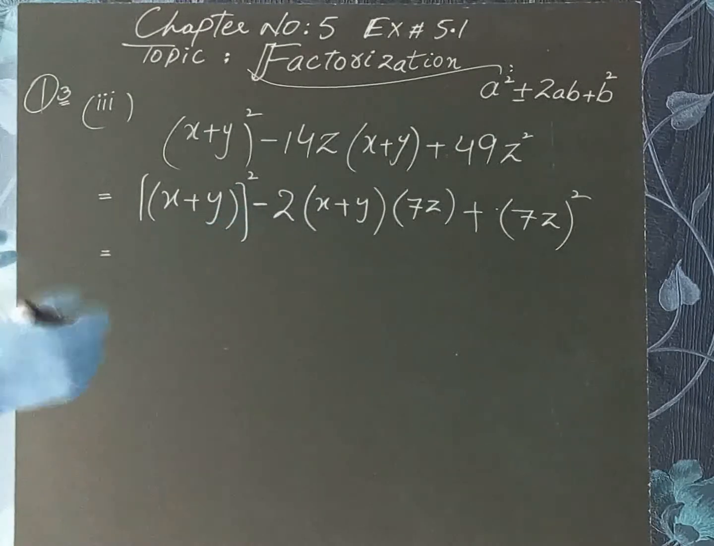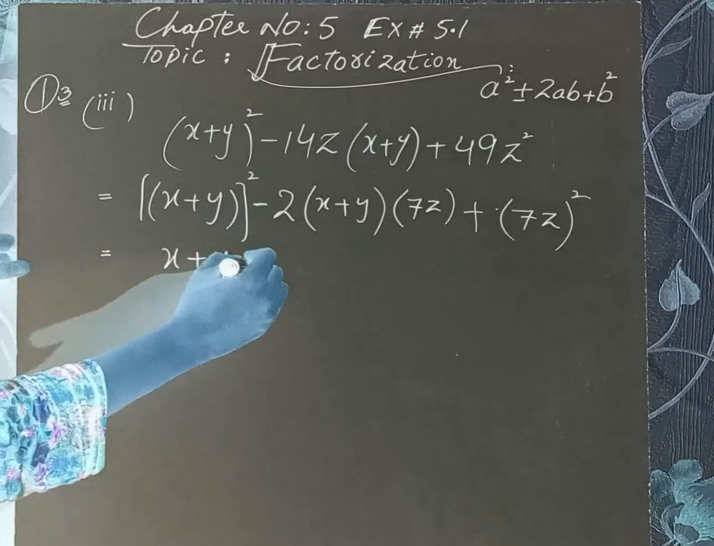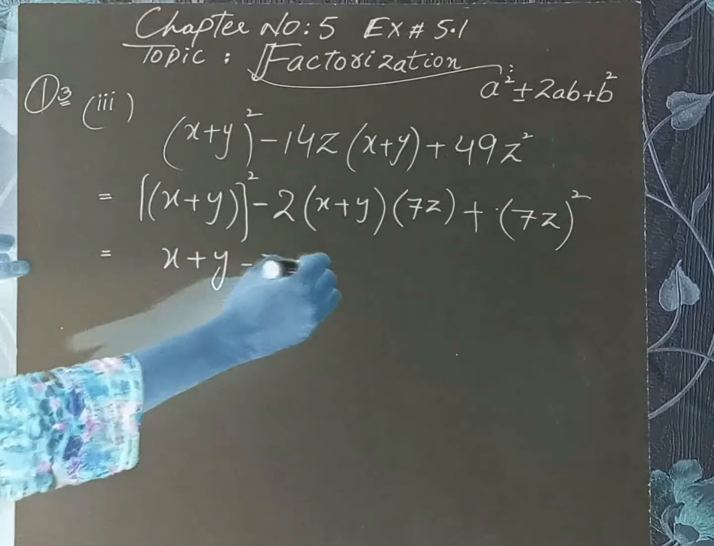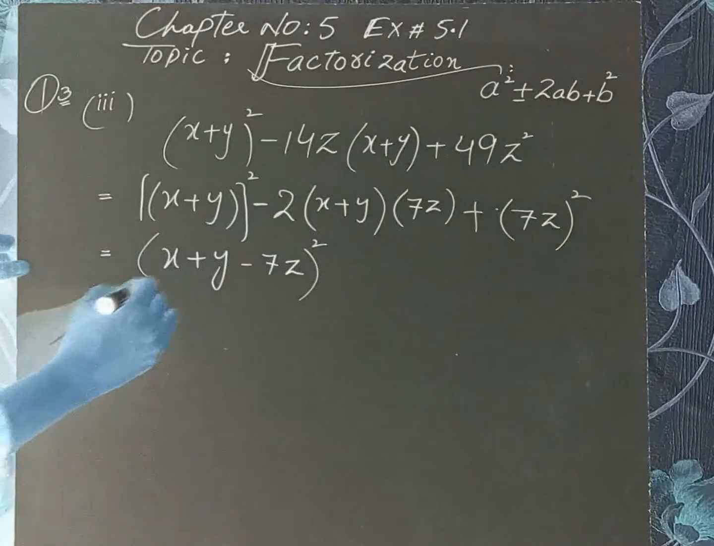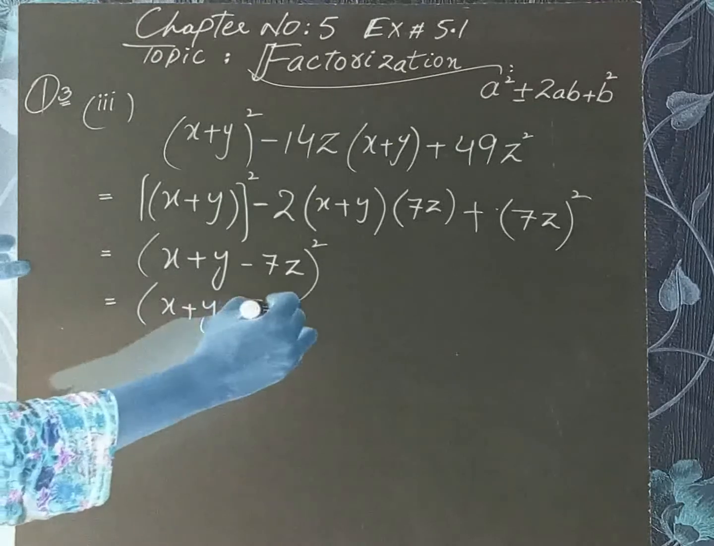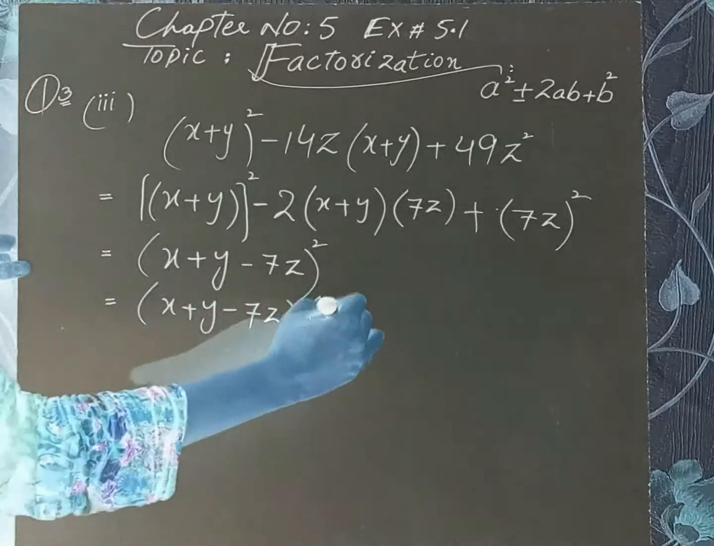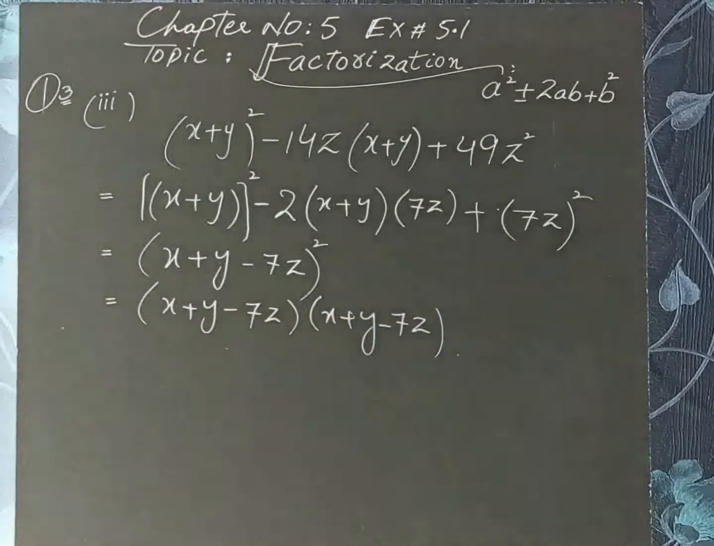Here it is minus, so this is the formula of (x plus y minus 7z) whole squared. You can also write this as 2 times (x plus y minus 7z) and (x plus y minus 7z). So this is the factorized form of this expression. It's very simple. After this, we will move towards question number 4.